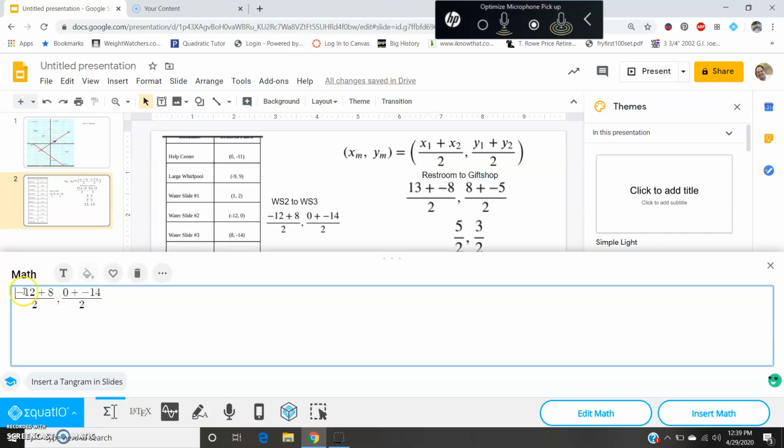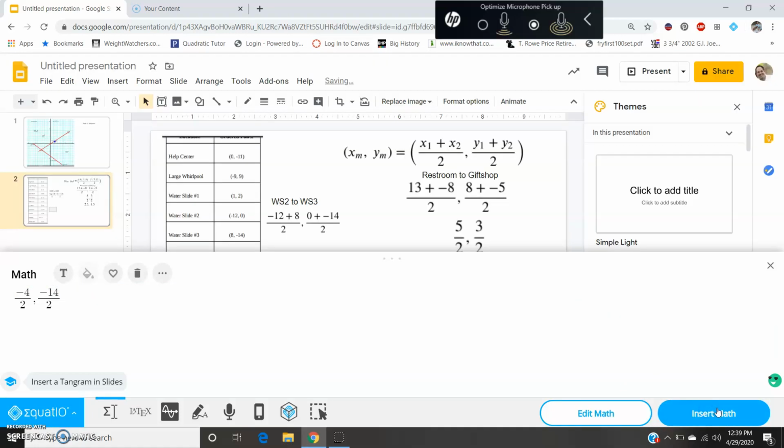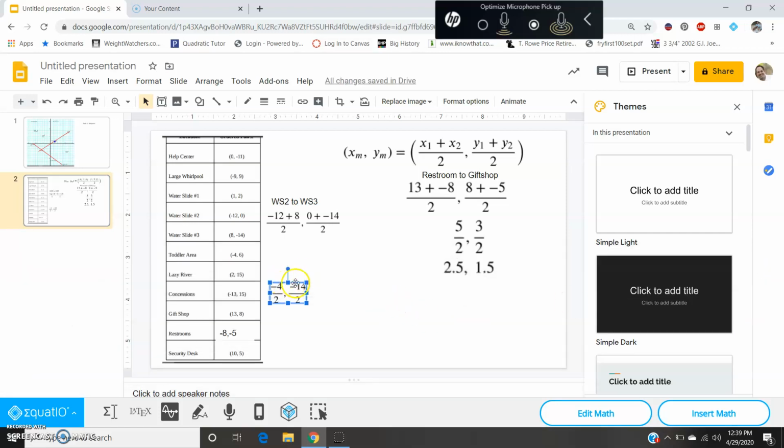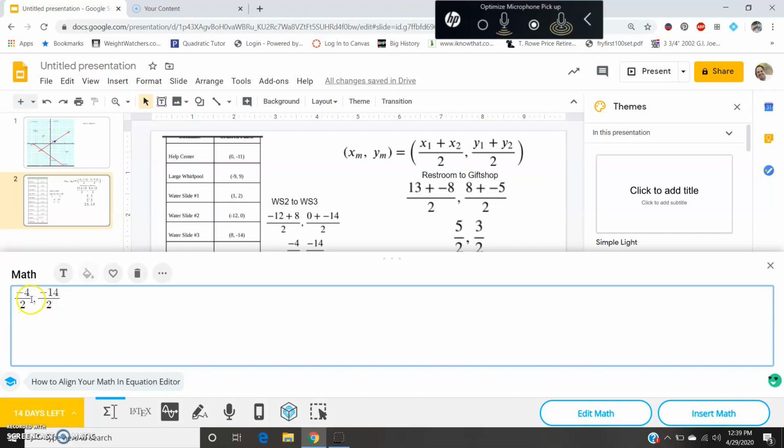Negative 12 plus 8, that's a war, and the negatives are going to win, so it's a subtraction problem, so it's going to be negative 4 over 2, and then 0 plus negative 14 or 0 minus 14 is negative 14. So I'm going to insert that one too. Bring down my equation, boom, and then I'm just going to simplify those quickly. Negative 4 divided by 2 is negative 2, and this is going to be negative 7. Boom.